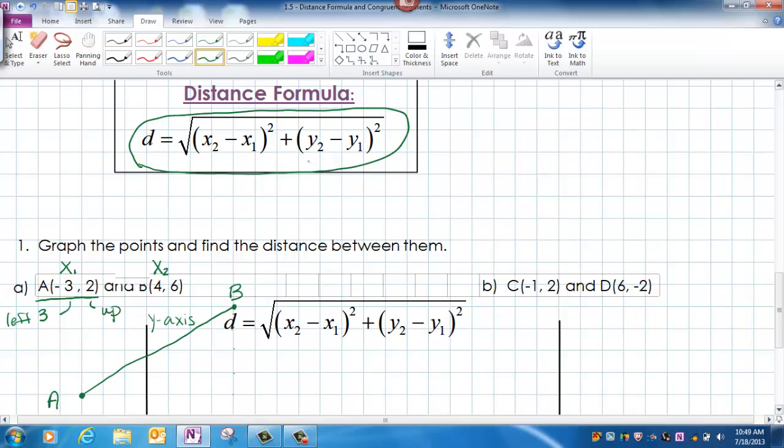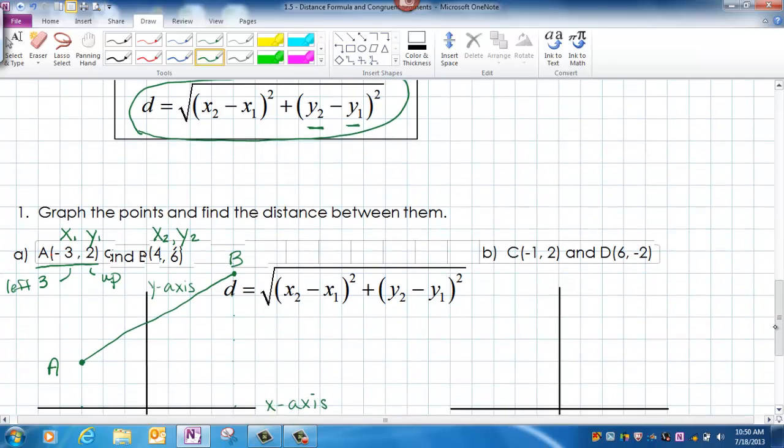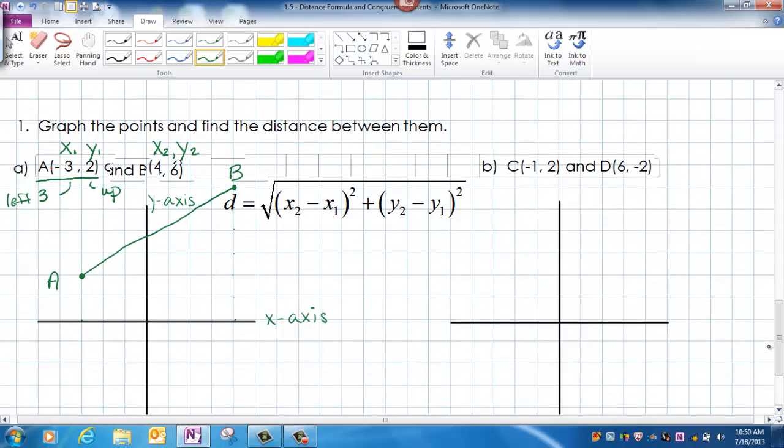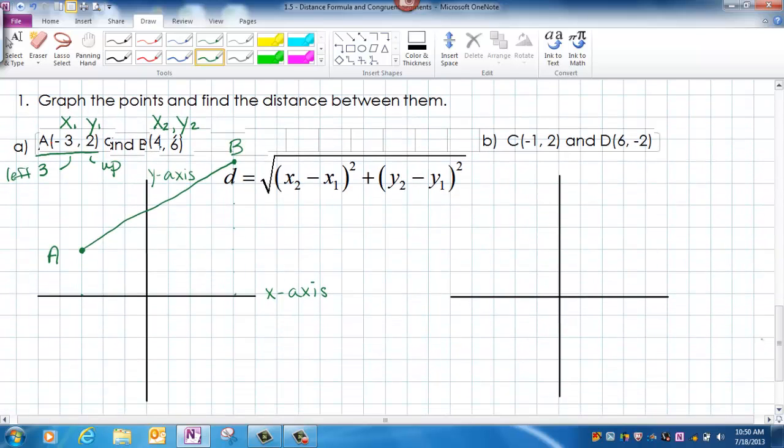Then here it says y2 and y1. Well, those are our two y coordinates. So this is our first y coordinate, so we'll call that y1. And this is our second y coordinate, so we'll call that y2. From there we're going to follow this formula. I copied it down here so we could use it again. And we're going to find out how far it is. What's the distance between point A and point B?